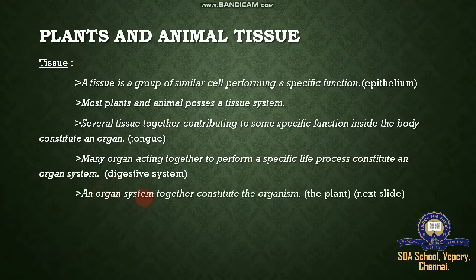Organ systems together constitute the organism. So first of all, cell, then tissue, then organ system, and organism. Organism means living plants, living animals, living human beings. They are named as an organism. So an organism will be mostly living plants, animals, human beings.